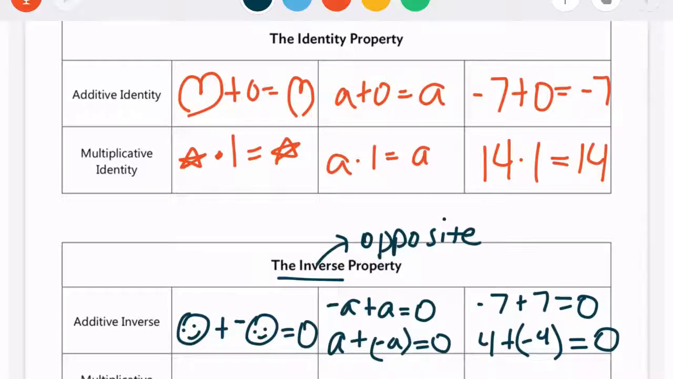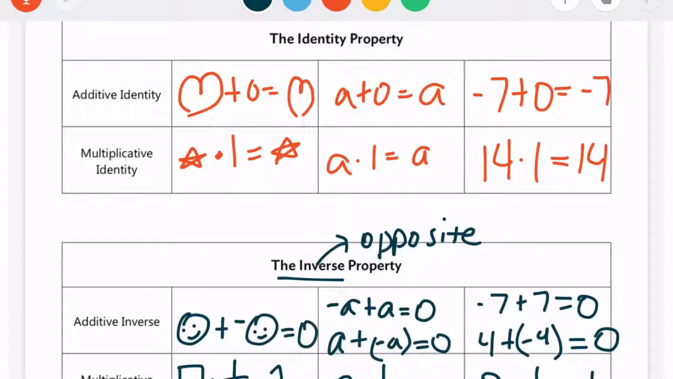Now the multiplicative inverse, this one's a little bit more, I wouldn't say tricky, but if we have a square, if we multiply that by 1 over the square, that is going to equal 1. So with the multiplicative inverse, whenever we multiply a number times its opposite, it is going to equal 1. So if we have a times 1 over a, that equals 1. And then my number example, if we have 8 times 1 over 8, that would also equal 1.